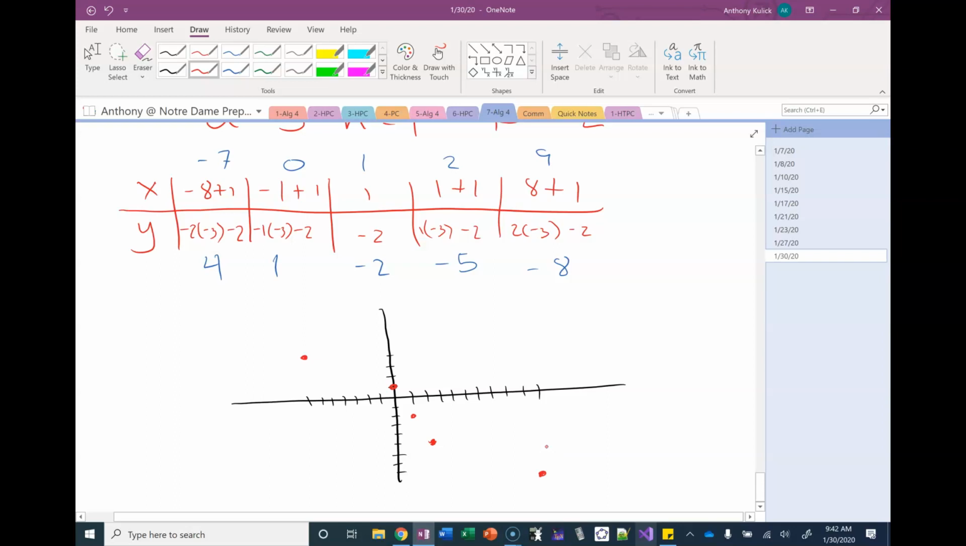Okay. So how should I connect these points? Is my graph going to have arrows at one end, both ends, or no ends? Both ends. Why both ends this time? Because it's a cube root, and we can take the cube root of any number we want and get a real number back, right? So the cube root graphs should have arrows at both ends. So our graph is going to look like this.